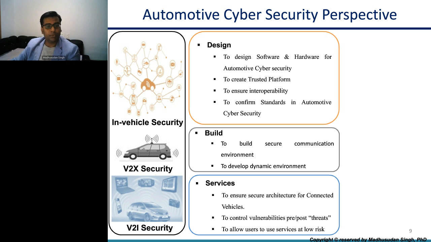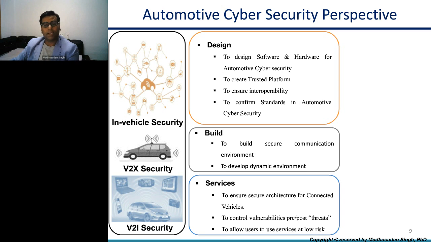To ensure the security architecture for connected vehicles, we need to control vulnerabilities and pre- and post-threats during the communication, before using the services, during and after using the services. We need to think about what type of risk is happening, to register for any applications or services to use in the vehicle, so that users are allowed to use the services with low risk.